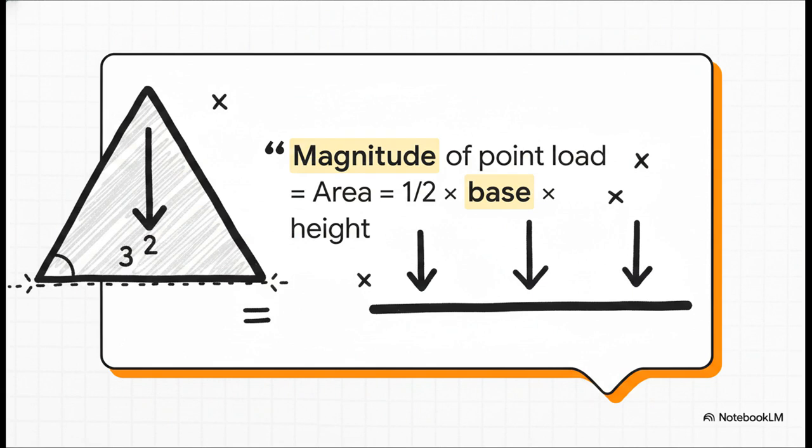And then, and this is absolutely vital, guys, we place that resulting point load precisely at the triangle's center of gravity. That is always 1/3 of the way from the heavy, flat side of the triangle. Think of it like trying to balance a slice of pizza on your finger. The center of gravity is always closer to the crust.